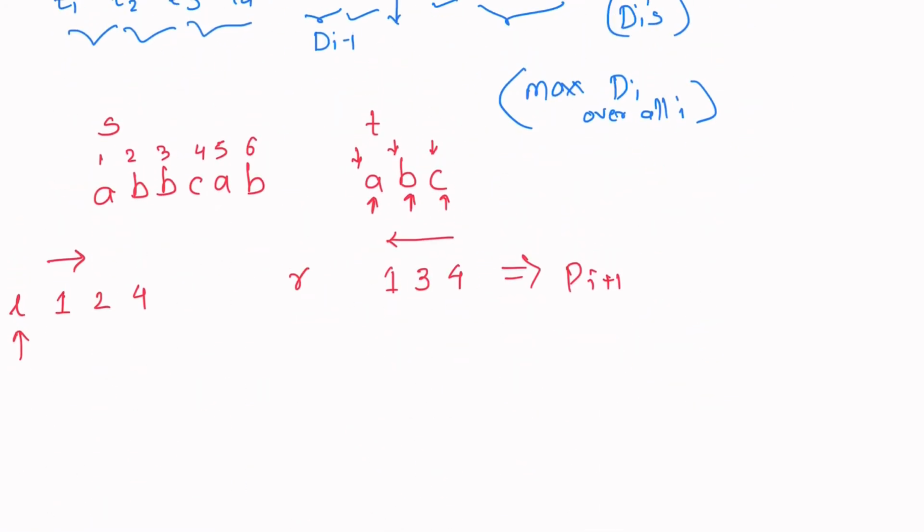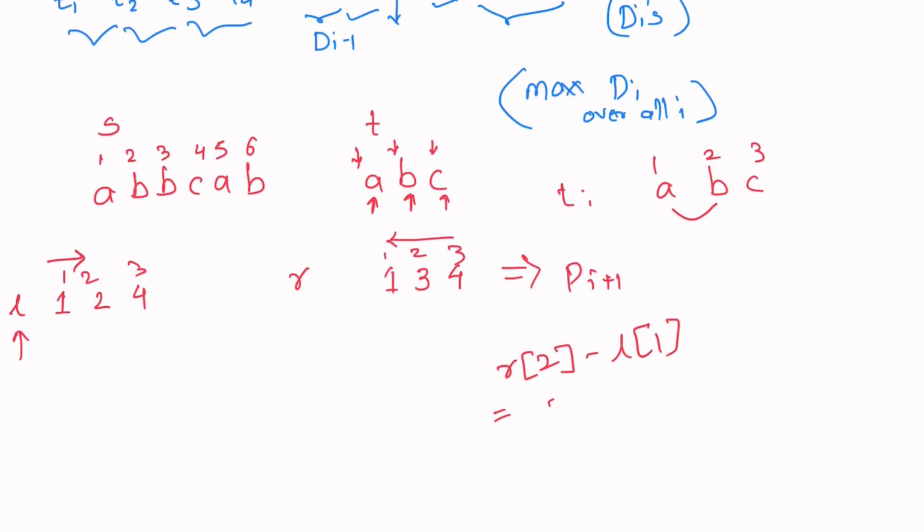Now let's see if we want to find, let's say for string T whose indices are 1, 2 and 3, the D of I between 2 and 1. So what we will do, let's give indices to these as well, 1, 2, 3. So we will do R of 2 minus L of 1, which gives us R of 2 is 3 minus L of 1 is 1.